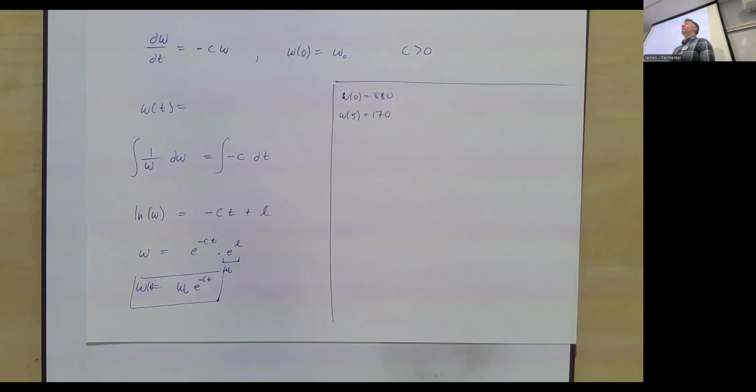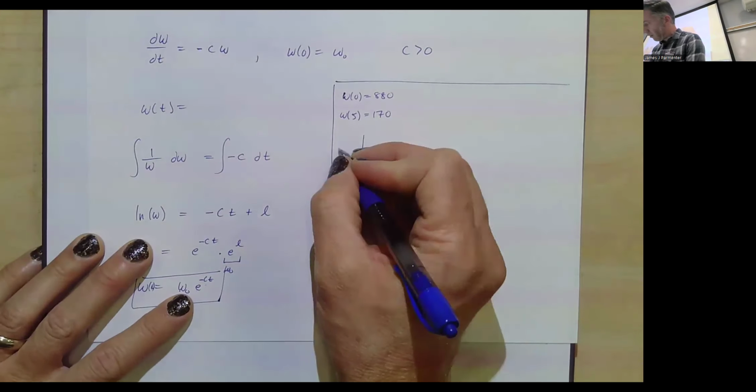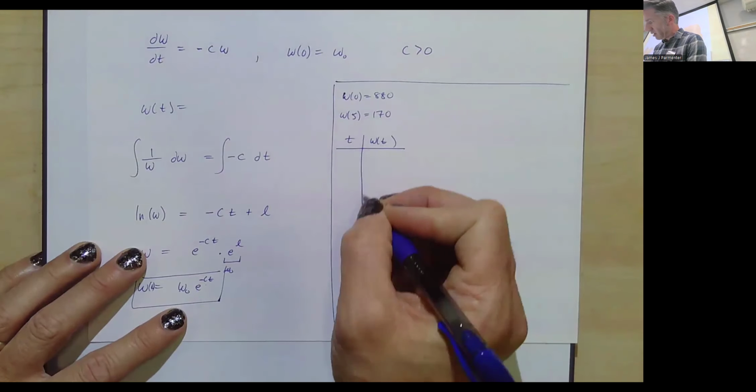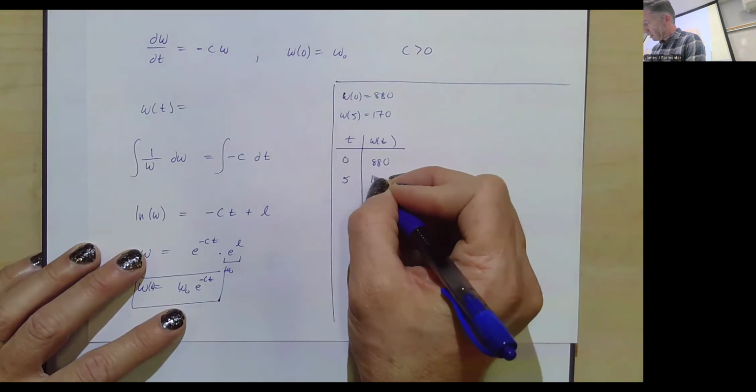Cool. So whenever you have this kind of question, we've really done all the calculus there is to do here. The rest of this is just using some algebra skills and some pre-calculus skills. I like to make a table. I find it very helpful, where my times are on the left and my amounts are on the right. So at time 0, I'm going to have 880. At time 5, I'm going to have 170.